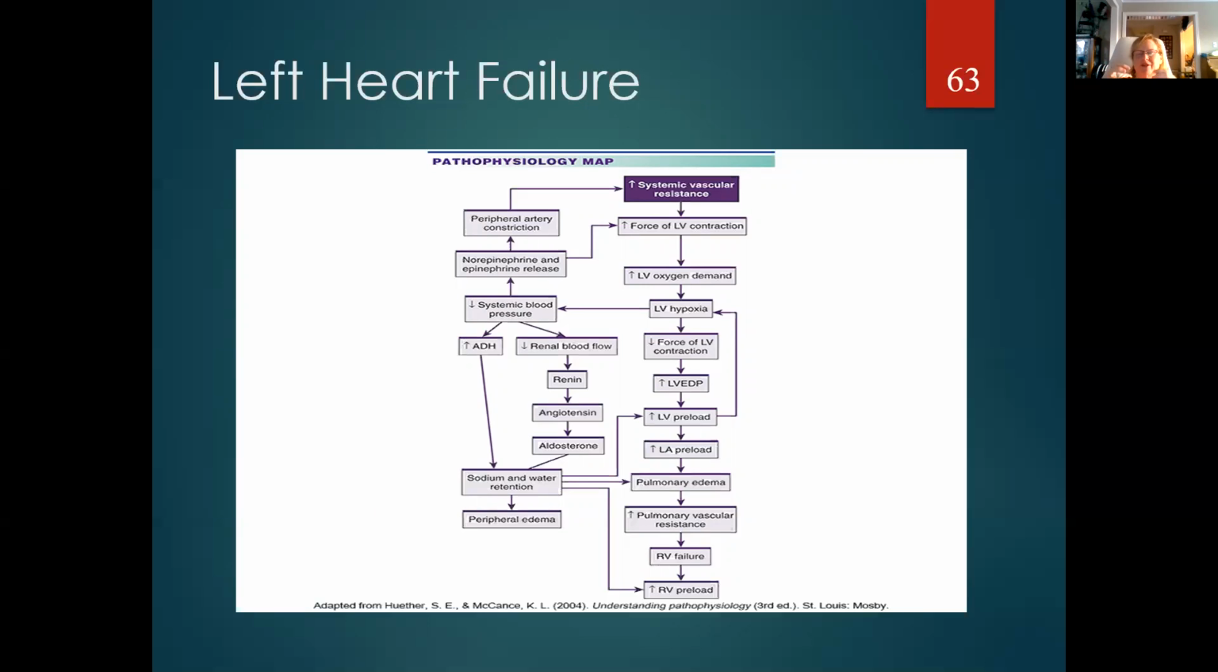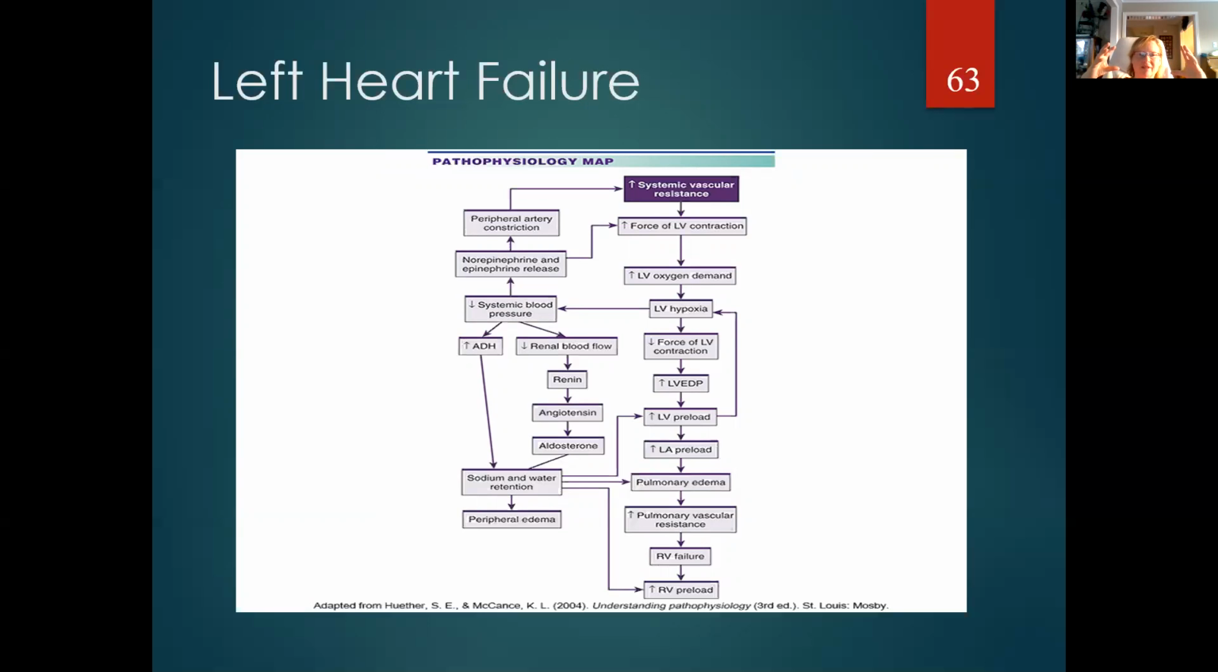And when we have that pulmonary edema, we have increased pulmonary vascular resistance. So before we had systemic vascular resistance, that increased pressure. Now we have that increased pressure in our pulmonary vasculature, which leads to right ventricular failure. And right ventricular failure is a real problem. Now we've got our left ventricle, which is the powerhouse, and the right ventricle now is in failure, and an increase in the right ventricular preload.